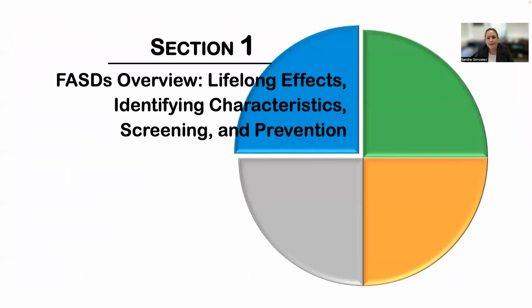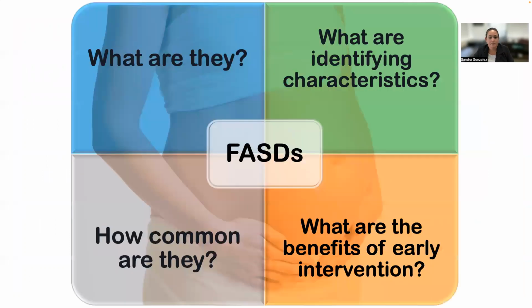All right, let's go ahead and get started with Section 1, which provides an overview of FASDs, including the lifelong effects, identifying characteristics, screening, and prevention. The key concepts for this section are: what are FASDs? What are the identifying characteristics? How common are they? And what are the benefits of early intervention?